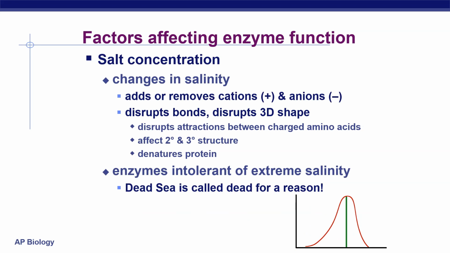Other factors such as salinity can add or remove cations or anions. Basically, you add more positive and negative ions. Same situation that you would see with acidity. More hydrogen ions floating around with acidity. Same deal going on with salt. So the more ions you have floating around due to the salt, the more disruption you're going to get to the 3D shape, meaning tertiary and secondary structures are going to be denaturing and causes all sorts of disruptions. Enzymes are very intolerant to extreme salinity. As you see there, Dead Sea is called Dead Sea for a reason. Typically, salt is a really good preservative because very few things live in high salt environments. And those that do have to have high adaptations.